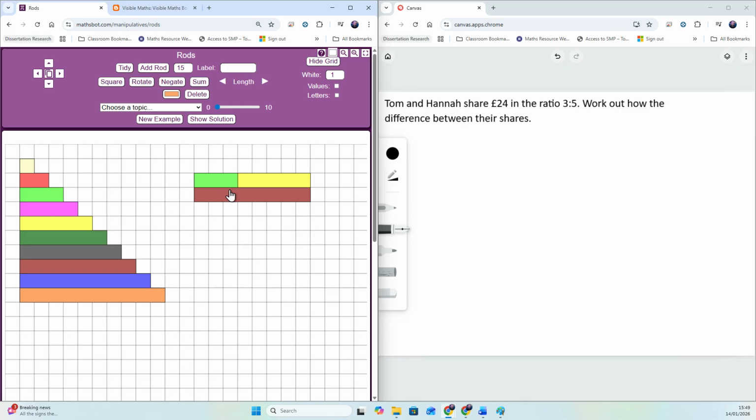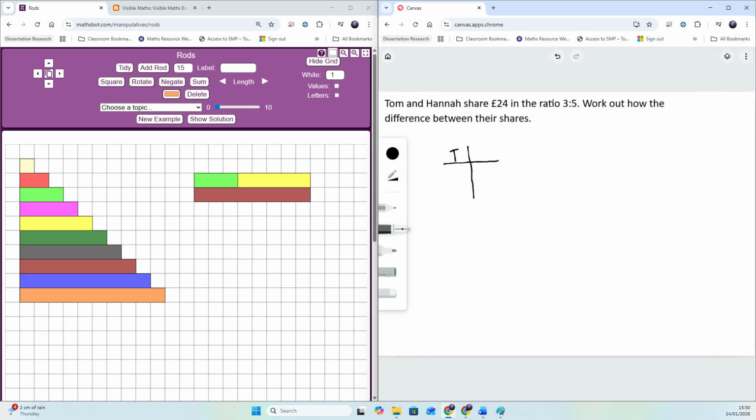So Tom's share is 3/8 of the total. Hannah's share is 5/8 of the total. And so then when it comes to moving that into the abstract, whether you actually just use the rods and go straight to this, or whether you get them to draw the bar model in their book, that's fine. When it comes to moving towards the abstract, we're going to use, as always, my favorite device for working with the ratio, which is the ratio table.